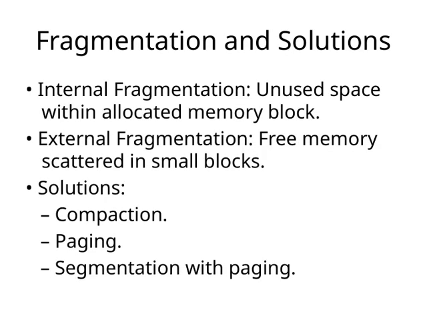Let's talk about fragmentation and how we can address it. First, internal fragmentation occurs when we allocate a block of memory, but some space inside that block remains unused. This wasted space can add up over time, reducing overall efficiency. Then, there's external fragmentation, which happens when free memory is scattered in small, non-contiguous blocks across the system, making it difficult to find large enough chunks for new allocations.